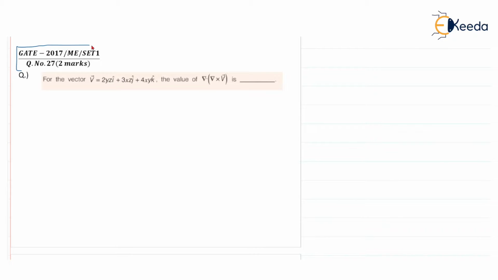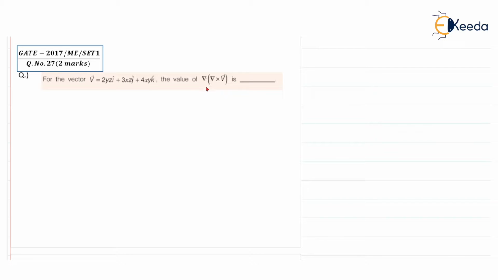As per the given question in GATE 2017, Mechanical Set 1, question number 27 for 2 marks: for the vector v equal to 2yz i cap plus 3xz j cap plus 4xy k cap, find the value of del dot del cross v. There are no options. It is a subjective question.